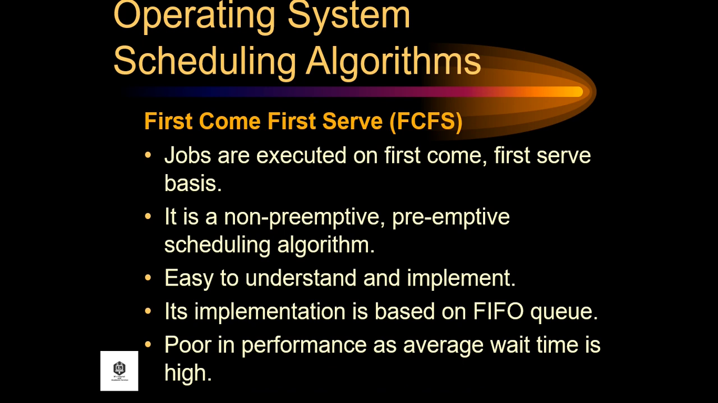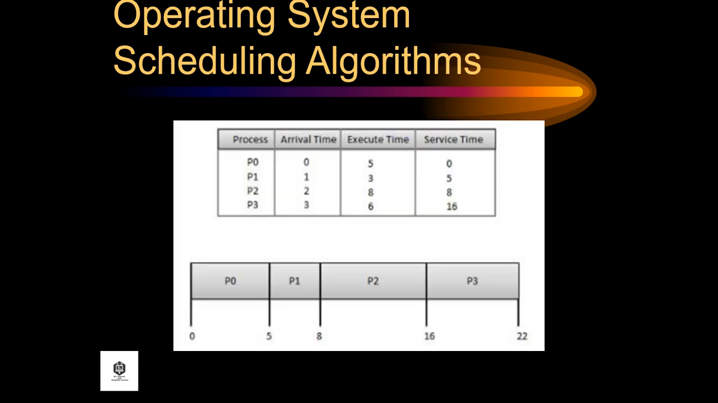Let's talk about first come first serve or FCFS. Jobs are executed on a first come first serve basis. It is a non-preemptive scheduling algorithm. Easy to understand and implement. Its implementation is based on a FIFO queue, or first in first out queue. Poor in performance as average wait time is high. So this is the example.